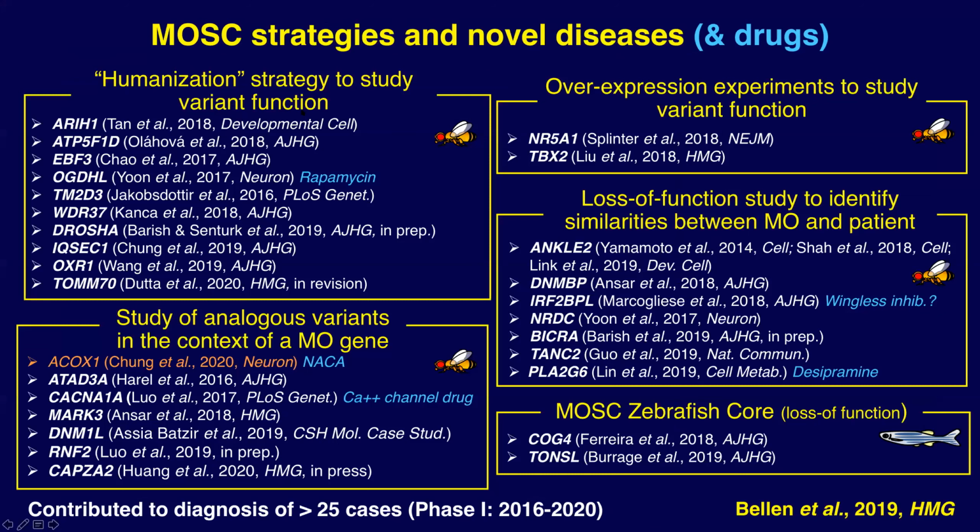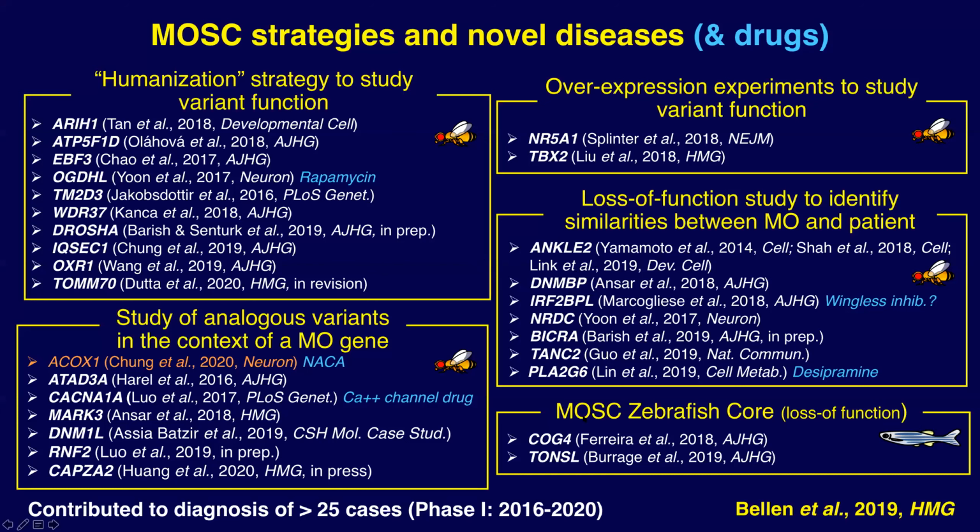We've also sometimes used overexpression experiments of reference and variant and see if they are different. We've sometimes focused more on the loss of function studies and compare the phenotypes of the loss of function with the loss of function phenotype that is observed in the patients. But as you can see, it allowed us to identify quite a few genes so far.